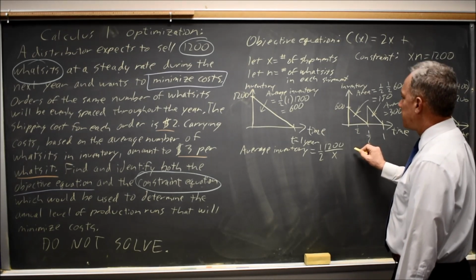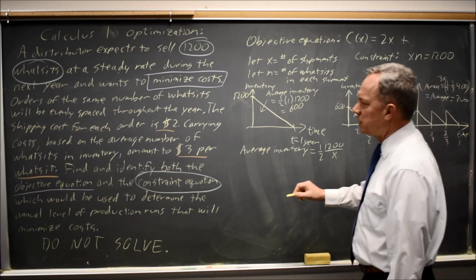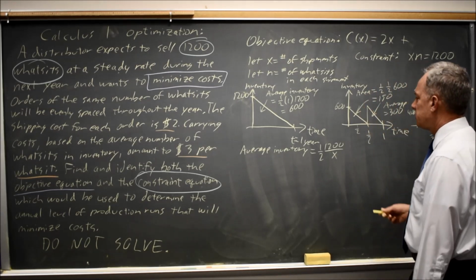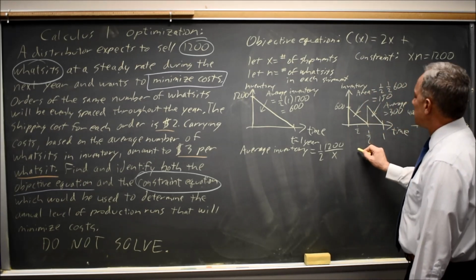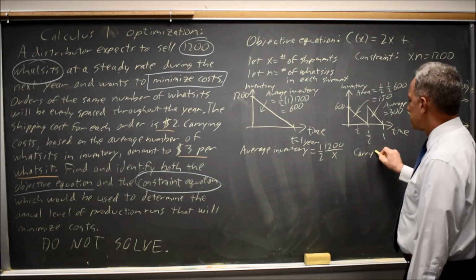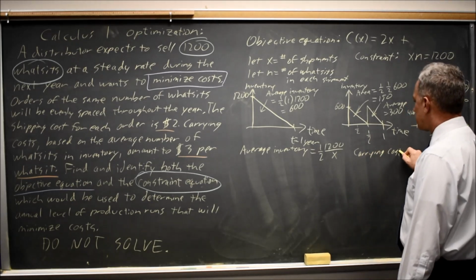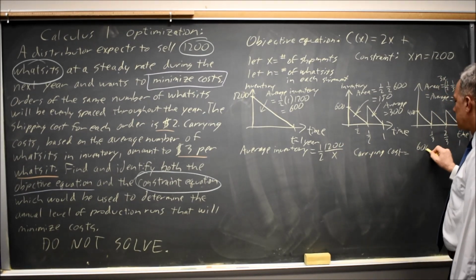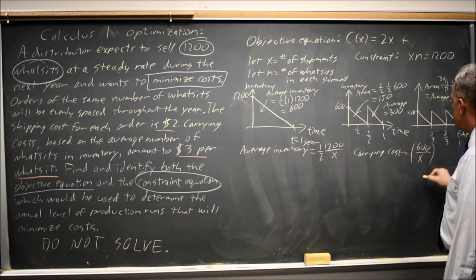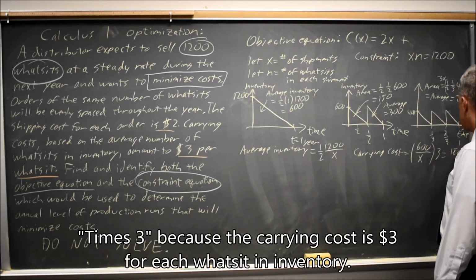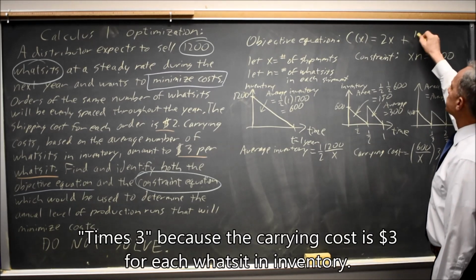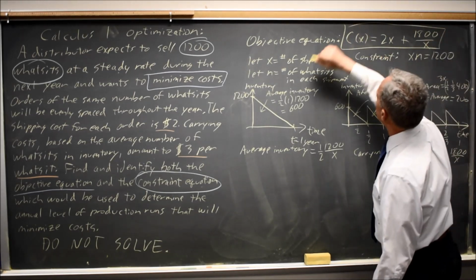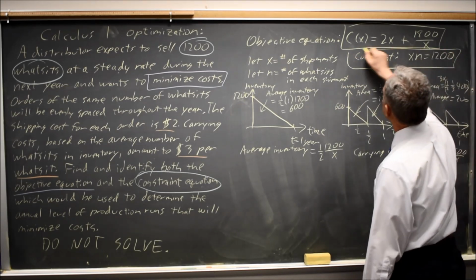So my carrying cost here is $3 per what's-it for the average number of inventory. So my carrying cost is half of 1200, which is 600, over x, times 3, is 1800 over x. Now I have my objective equation and I have my constraint equation. That's what they asked for.